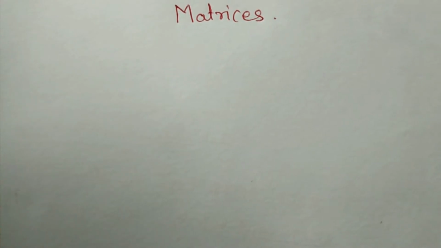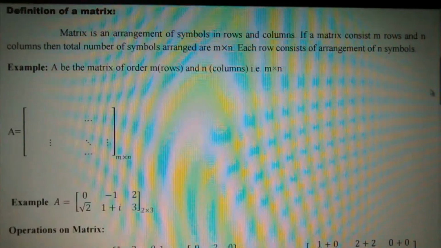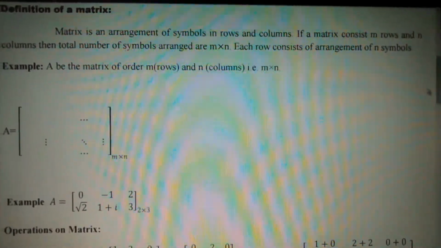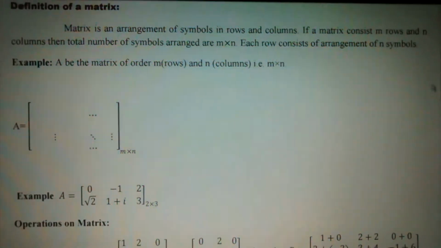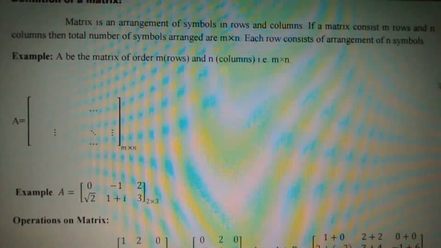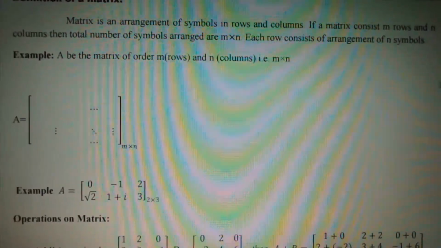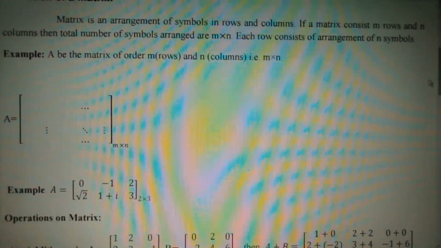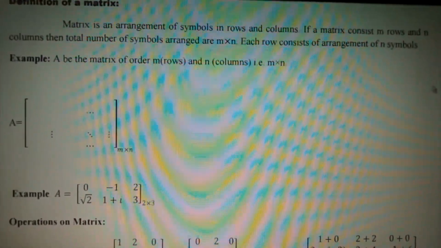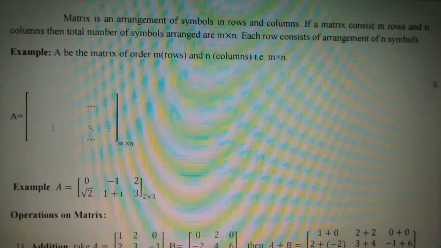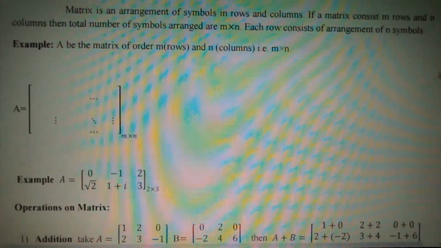Now we come to the actual syllabus, that is, the first topic, types of matrices. In earlier school, you studied what is meant by a matrix, that is, the definition of a matrix. A matrix is an arrangement of symbols in rows and columns. If a matrix consists of m rows and n columns, then the total number of symbols arranged is m into n. For example, you can look at the example.